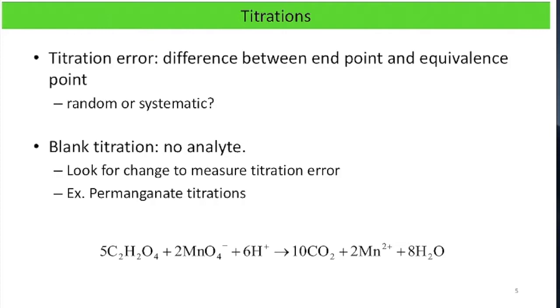So that's the reason that when you put indicator into your solution, you don't put in very much. You only put in a few drops. So to do a blank titration, you would take a solution without the analyte, add some indicator, and see how much of the titrant would need to be added to change the indicator from, say, colorless to pink. And that volume is going to be your titration error. So once you know the volume of titrant needed to titrate the blank solution, then you could subtract that volume when doing a titration with your analyte. And that will give you a more accurate volume for the end point of that reaction.